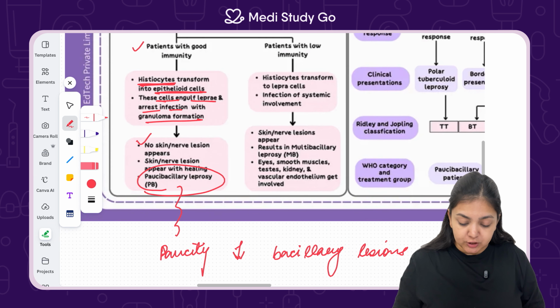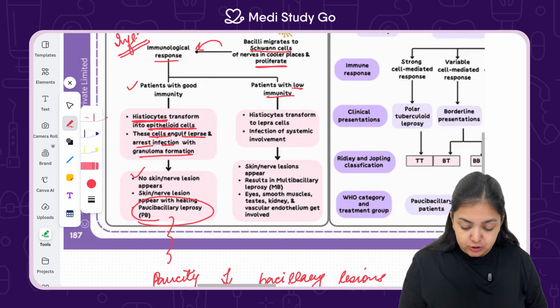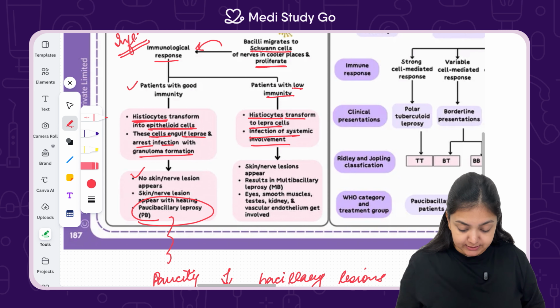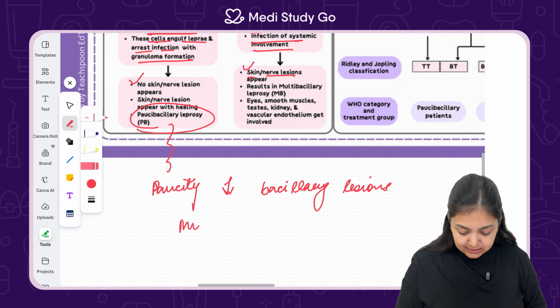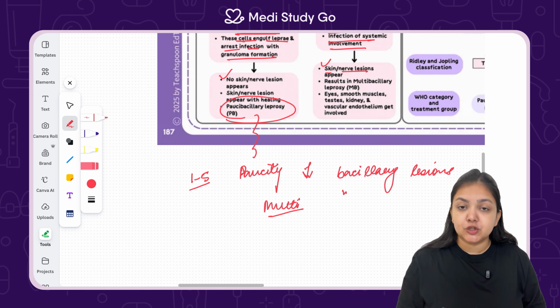Compared to this, if a patient has low immunity, the response to the bacteria will be very poor. This will lead to widespread infection. So histiocytes transform into leprae cells. They actually form infective cells, the whole systemic involvement happens, and infection spreads. This leads to skin and nerve lesions, which leads to multibacillary leprosy. Multibacillary because there are going to be multiple bacilli in the body leading to multiple lesions. Paucibacillary is something with 1 to 5 lesions and multibacillary is with more than 5 lesions.